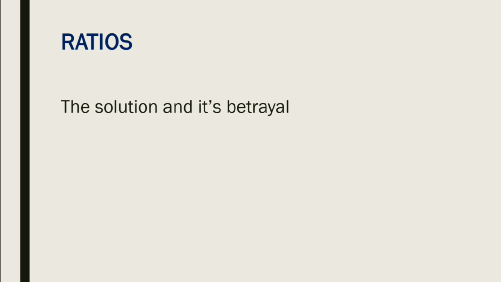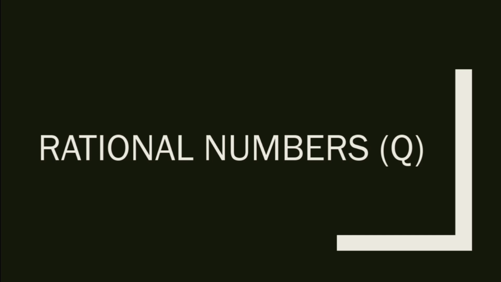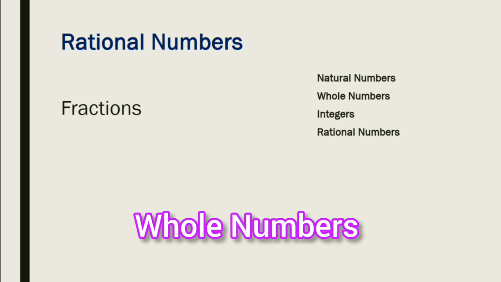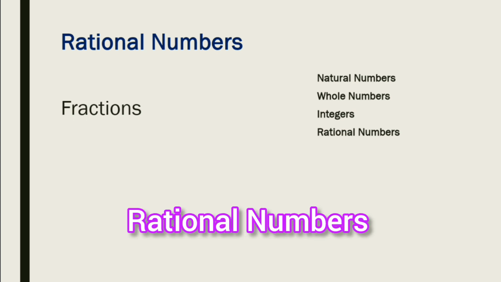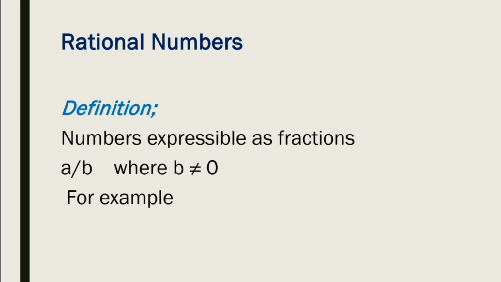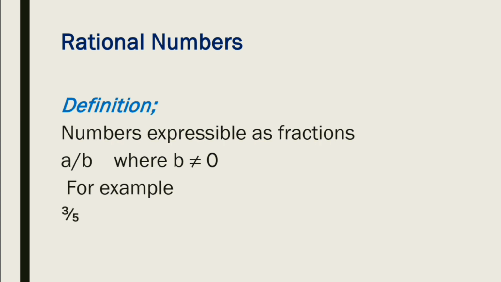But there came the ratios, the solution, and the betrayal. What if numbers were expressed as ratios? That introduces us to rational numbers. These are numbers that are expressible as fractions. I think we are seeing on our right hand side that the number family is getting bigger. We have natural numbers, whole numbers, integers, and rational numbers. Numbers expressible as fractions are rational numbers, for example, a over b, where b is not equal to 0. For example, 3 over 5.